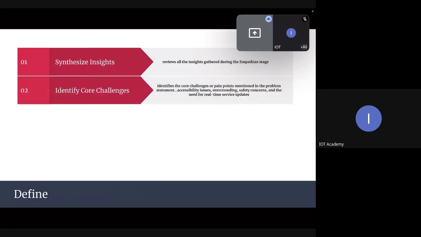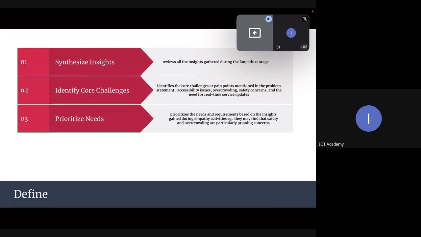After we do that, we will identify what the core challenges are. For example, in this case, the core challenges can be accessibility issues, that whenever people want the auto or whenever they want the bus, they don't know the timings of the bus. So I really don't know when to go and board the bus. The buses are overcrowded. There are safety concerns for women and we need real-time services. So we will identify the core challenges that we want to focus on.